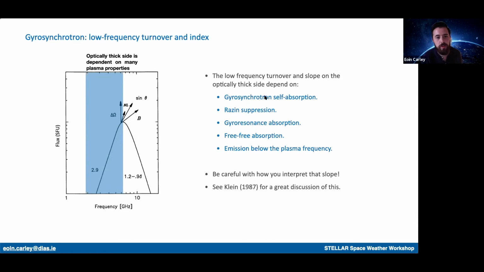Okay, so there's a lot there, but the point is the shape on this side, you often see people interpret it in many ways, maybe without taking into account that all this can happen. So the point is, if you're studying gyrosynchrotron spectra, be really careful with that side of the slope, okay? For an excellent discussion of this, Klein 1987 really goes into this in detail and discusses each one of these things in detail.